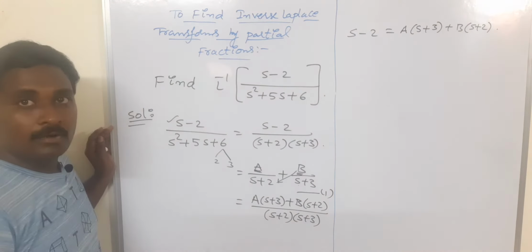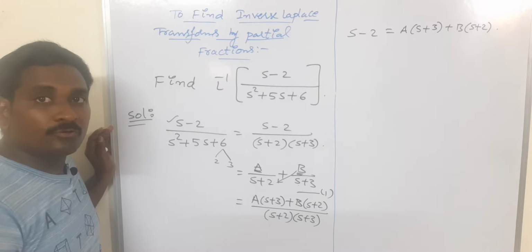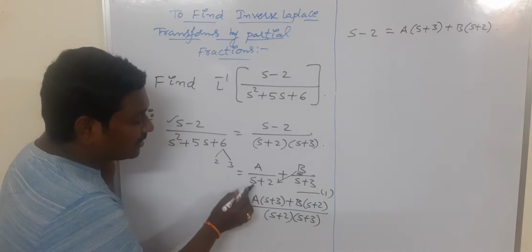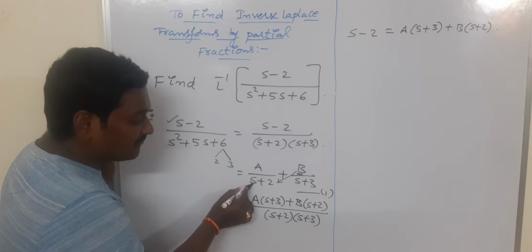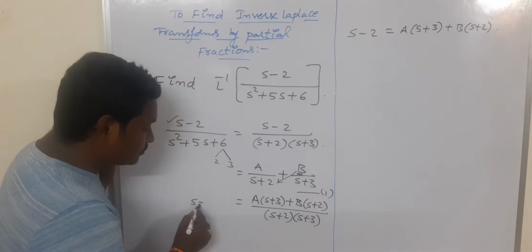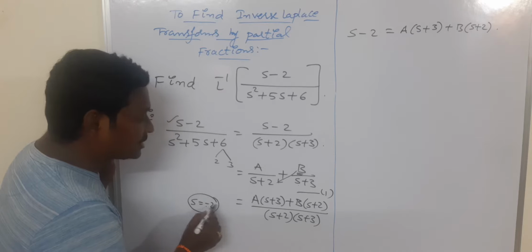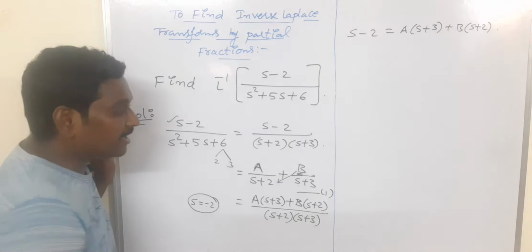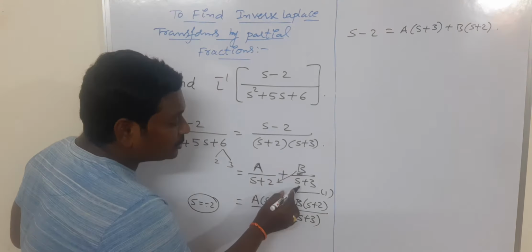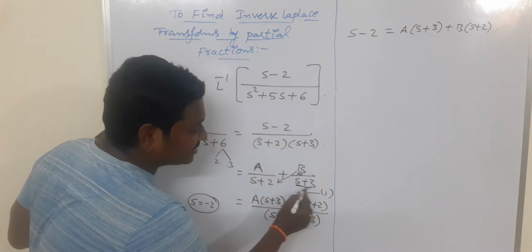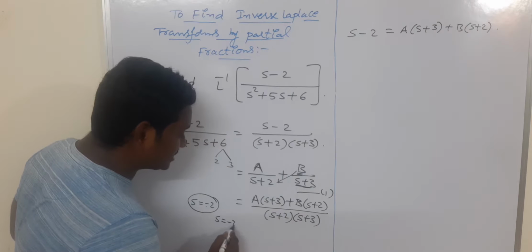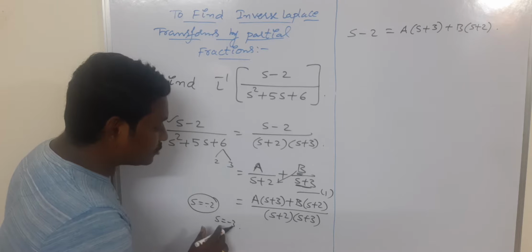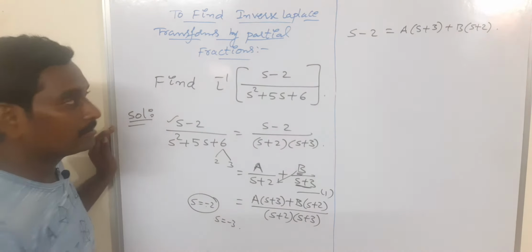Here I will give you a wonderful technique to find the A value. For finding the A value, observe the denominator of A, which is s plus 2. It is a factor. Its root is minus 2. By putting s equal to minus 2, you will get the value of A. In a similar way, for the B value, we should replace the root of this factor, which is s equal to minus 3. Put s equal to minus 2, you will get the A value. Put s equal to minus 3, you will get the B value.